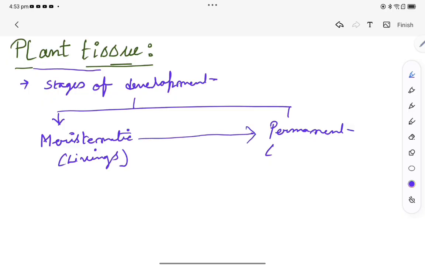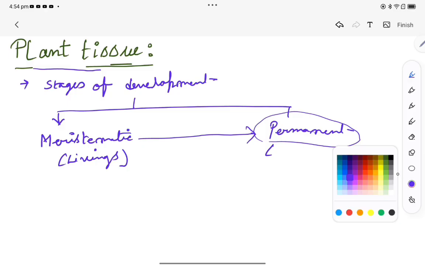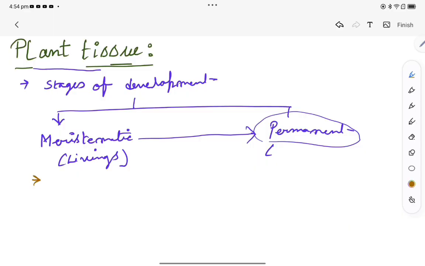Meristematic tissue, again I am saying, can divide itself and grow in number, but after a certain time period, meristematic tissue loses its ability to divide and becomes permanent tissue. All permanent tissues were meristematic at first. Now there are certain characters of meristematic tissues, like they have large nuclei, right? Large nuclei, dense cytoplasm.